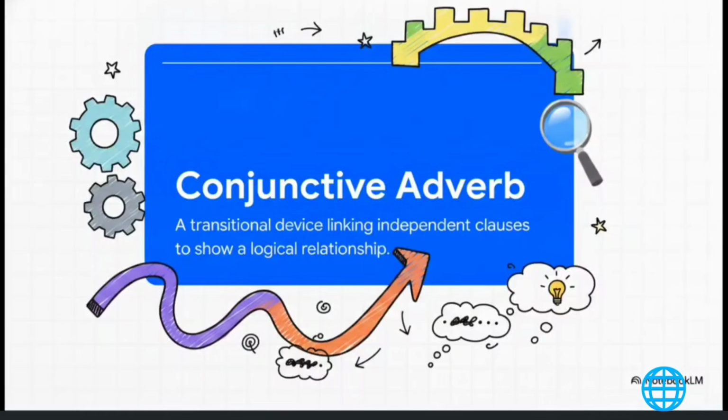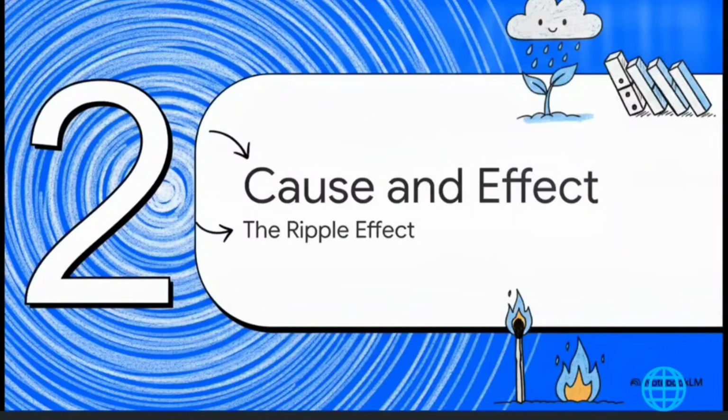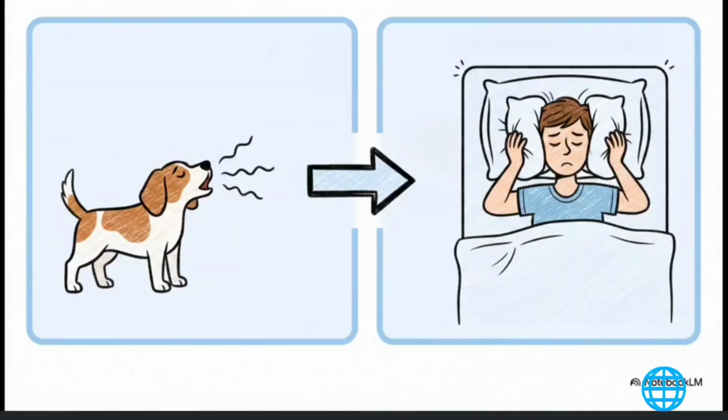Basically, they're transitional devices that link closely related independent clauses so we can show a very specific logical relationship between those two thoughts. Moving to section 2, cause and effect connections, also known as the ripple effect. Let's look at a little micro-story. The dog barked all night, the neighbors had no sleep.